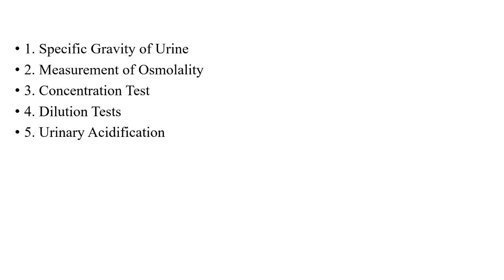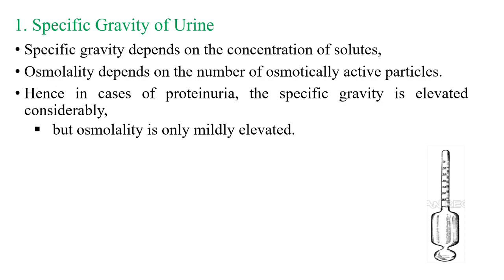The tests are specific gravity of urine, measurement of osmolality, concentration test, dilution test, and urine acidification. Specific gravity of urine depends on the concentration of solute. Osmolality depends on the number of osmotically active particles. So that is the difference between specific gravity and osmolality. Hence, in case of proteinuria, the specific gravity is elevated, because proteins are excreted in urine, which causes increased specific gravity.